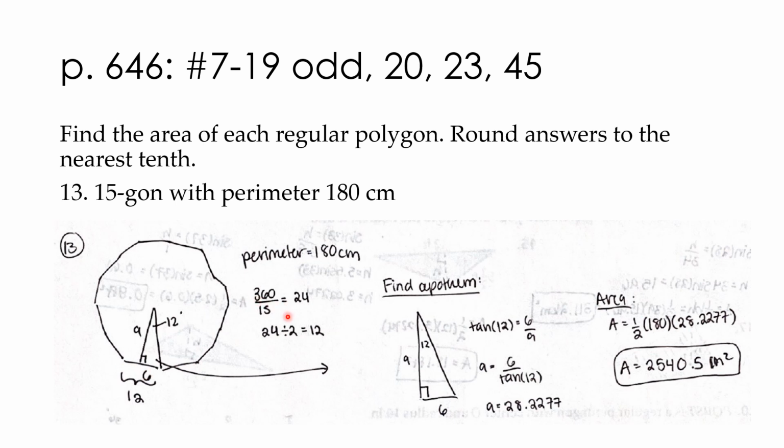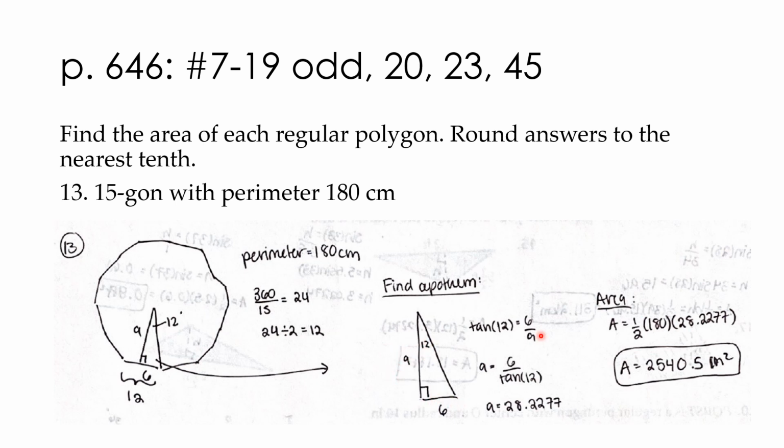So then to find the angles, right, 360 all the way around, 360 divided by 15, and I get 24 degrees, and then the apothem splits the 24 in half, and so I get a degree of 12 at the top of this triangle. So now I can find my apothem. I have it redrawn over here. I have 12 degrees up here, a leg of 6, and I'm trying to find my apothem over here.